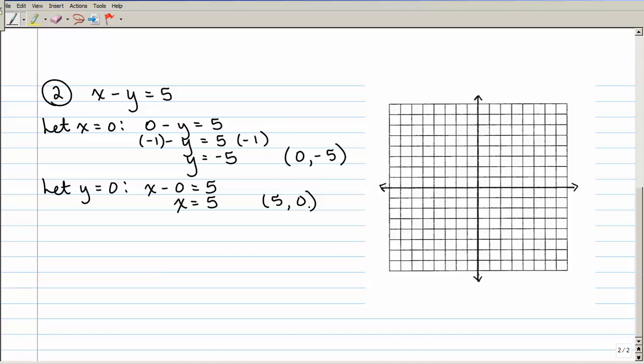Now let's plot each of those on the coordinate plane. 0, negative 5 is my y-intercept, which is that point right there. 5, 0, 5 is my x-intercept, which is this point right here. And we connect those 2 points to a line, and that is the line x minus y equals 5, graphed using x and y intercepts.